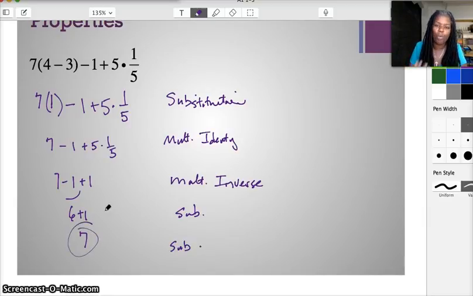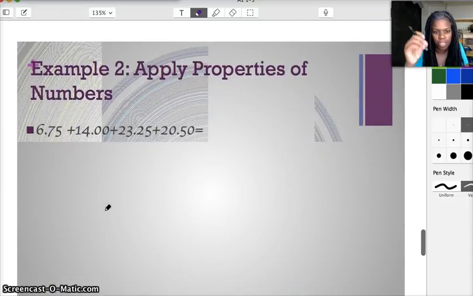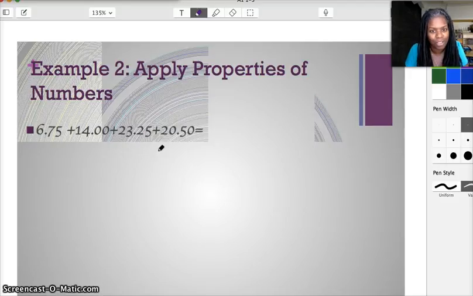So you see, we always use these properties, and it's really nice to be able to think through what you're doing. I'm about to rock a property here. Check it out. So if you had this type of money, $6.75, $14, pardon me, $23.25, and $20.50, and you had to add it together, I would look for the most convenient way possible. What I'm checking out is that I've got $6.75 and $23.25, and I know when I take 25 and that 75 together, I get a full dollar.